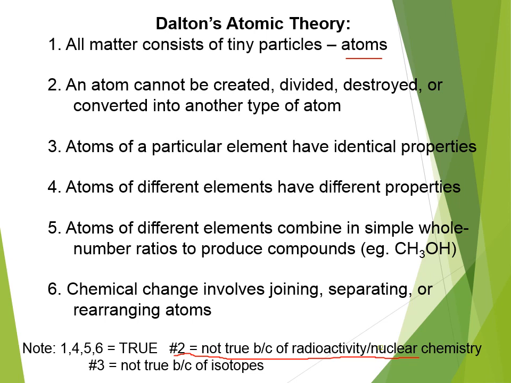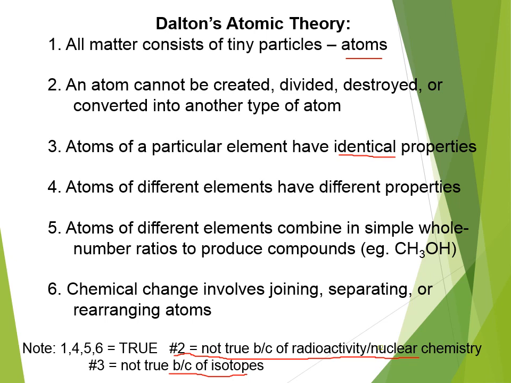Postulate 3 says atoms of a particular element have identical properties. Now this is the one I wanted to focus on since we just got done talking about isotopes. This one is also no longer true because now we know about isotopes. The reason it's not true is because of this word identical. All atoms of the same element are not identical because we just said they can differ in their mass number. They can differ in the number of neutrons they have.